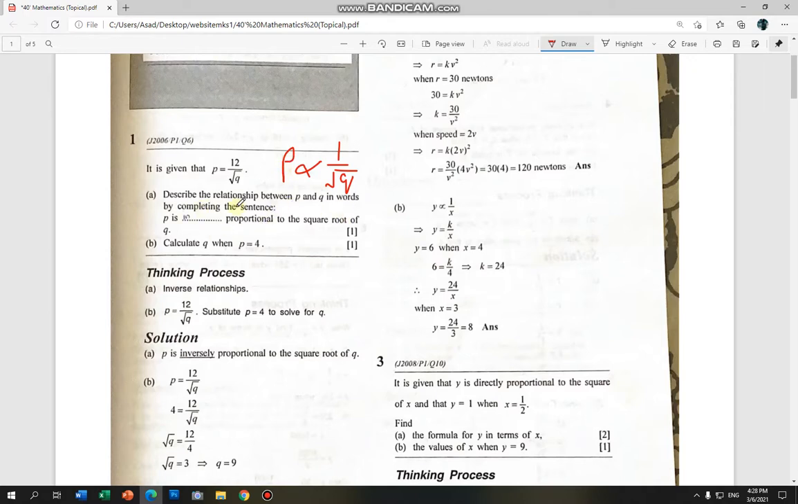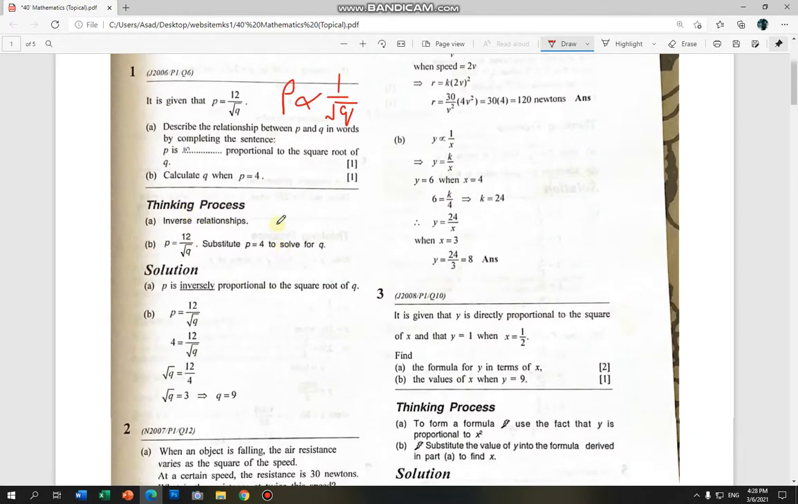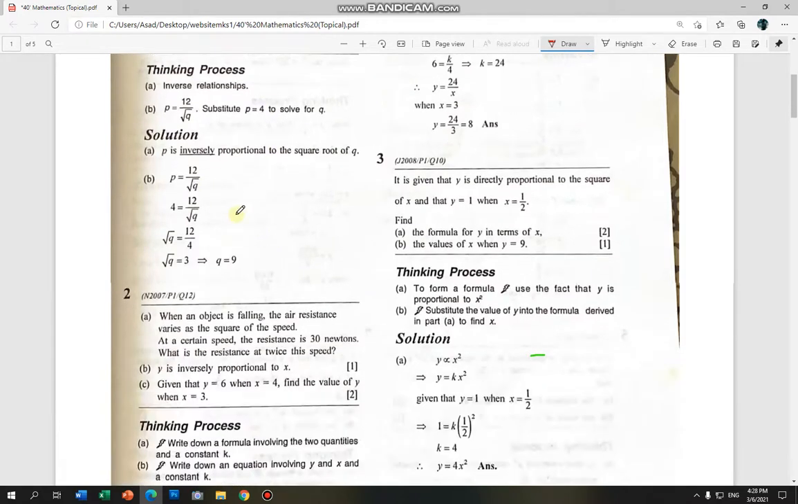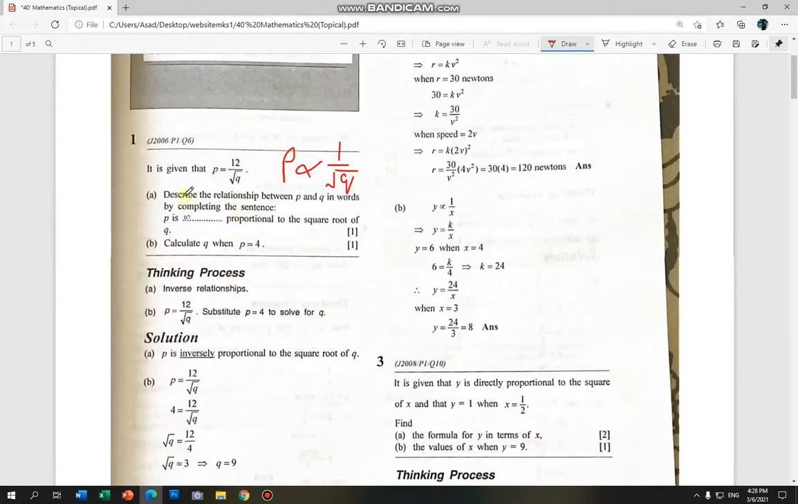So describe the relationship between P and Q in words by completing the sentence. P is dash proportional to the square root of Q. Calculate Q when P is equal to 4. Very easy question. Thinking process: you see, okay, this is inversely proportional. So here you are given that P is equal to 4. You have to calculate Q.